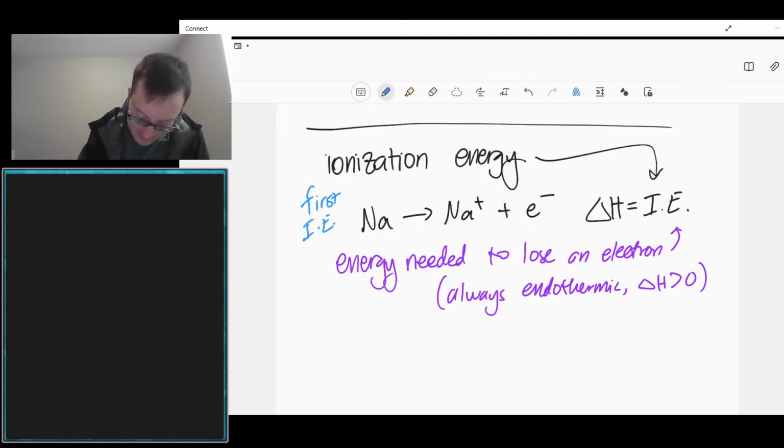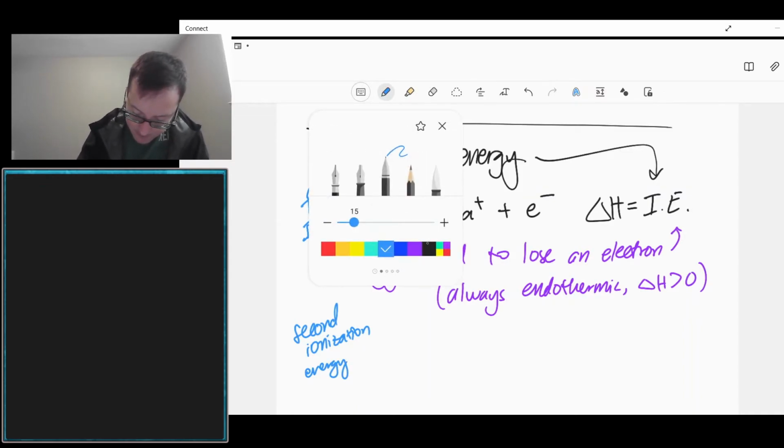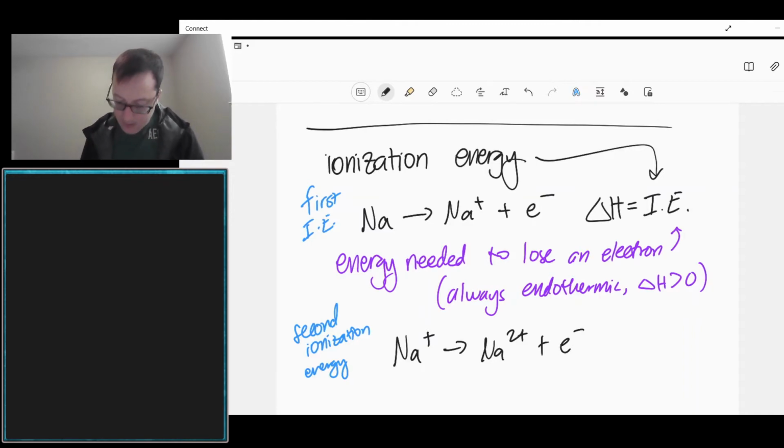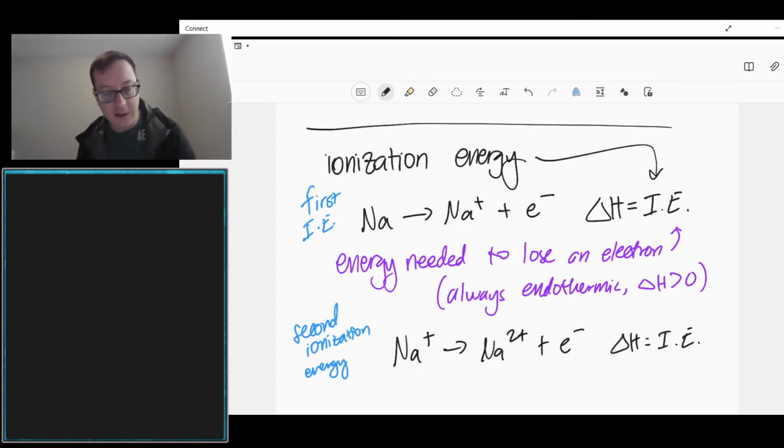The second ionization energy is the delta H for the following reaction. This would be our second ionization energy. The value of delta H is our ionization energy. So the first ionization energy, you lose your first electron. Second ionization, you lose your second electron, etc.